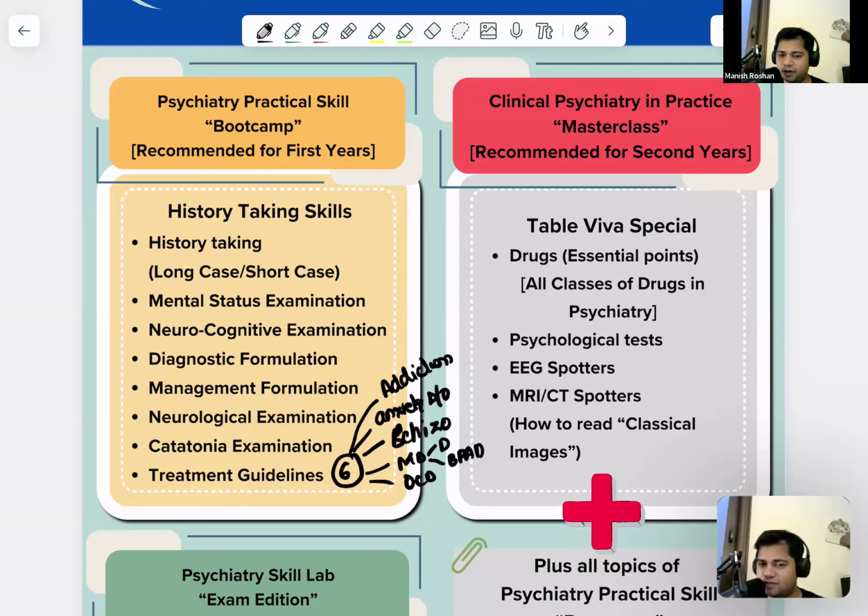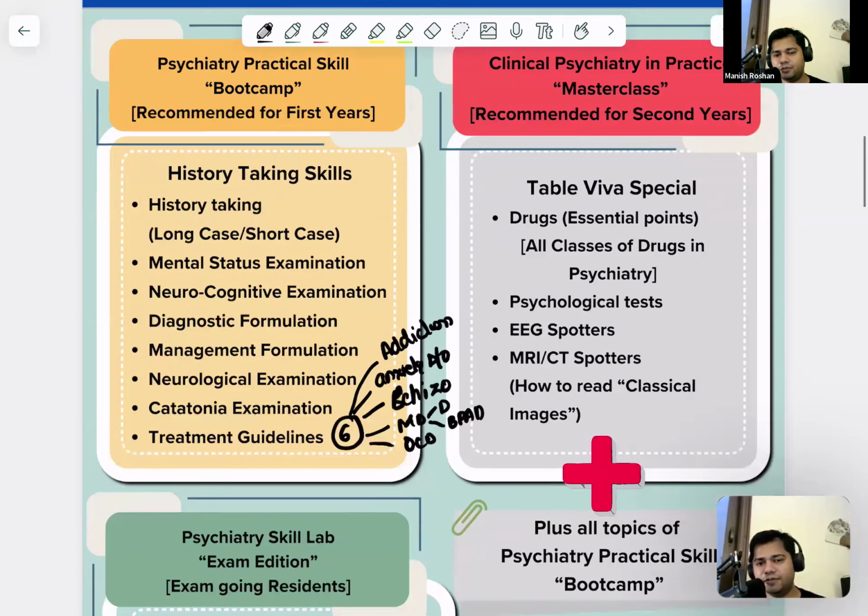Similarly, for the psychological tests, we'll be covering all psychological tests, be it tests of intelligence, personality, or various kinds of tests used for assessing organicity. We'll be looking at important points of them. Also, the spotter part, that is the EEG: some basics will be provided before we jump into looking at specific EEGs. Similarly, for MRI and CT, we'll be understanding how to read classical images and also to detect some of the important spotters. So, if someone enrolls for the masterclass, apart from the topics I have mentioned for the boot camp, they'll be getting these table viva special topics too.